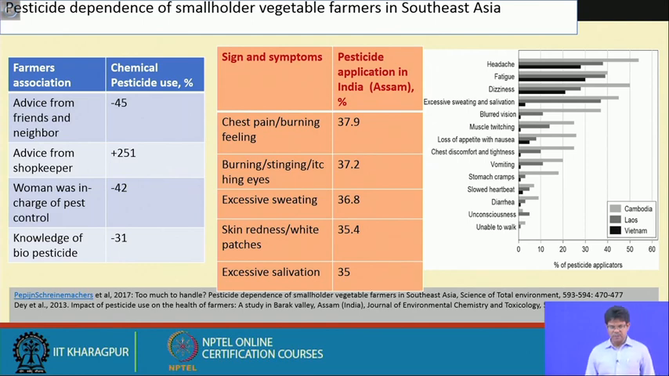So, look, taking advice from neighboring farmers or friends, the farmer uses less and less pesticide, decreased by around 45%. Whereas if the farmers take advice from the shopkeepers or the dealers, especially the synthetic pesticide dealers, the use of pesticide increases by 251%. So it is very alarming.